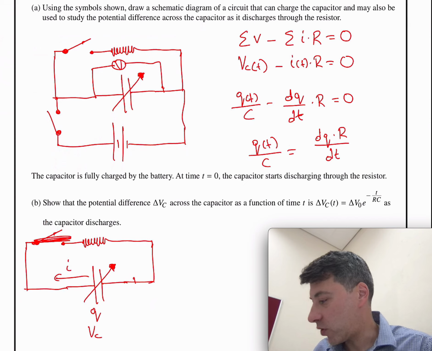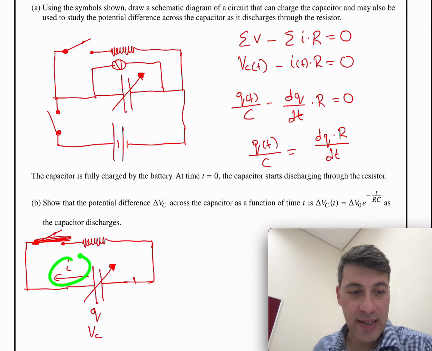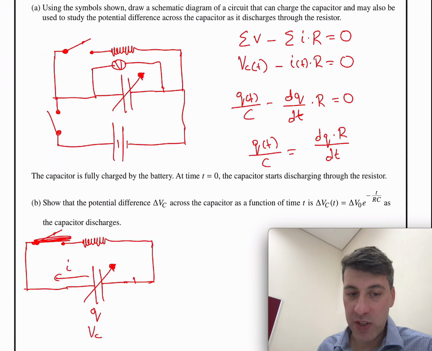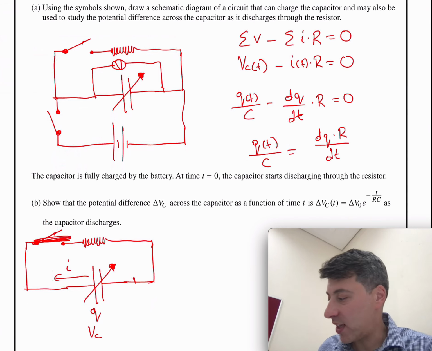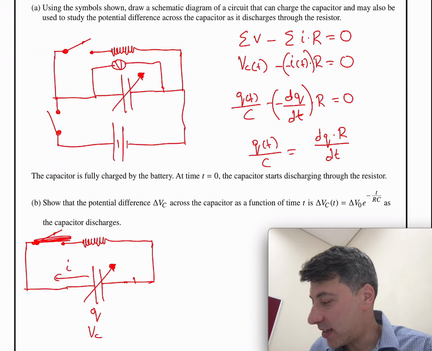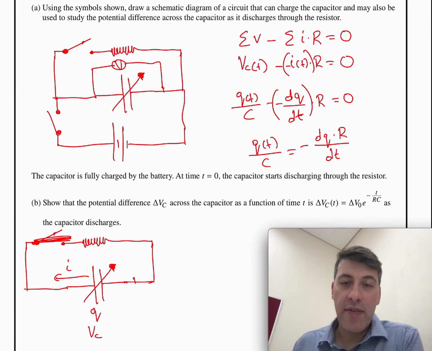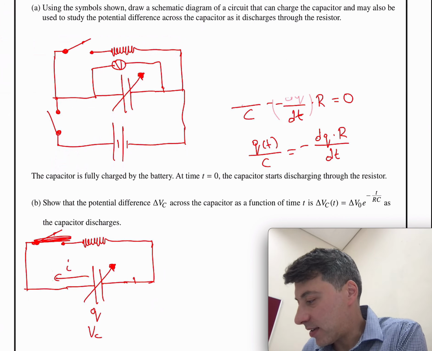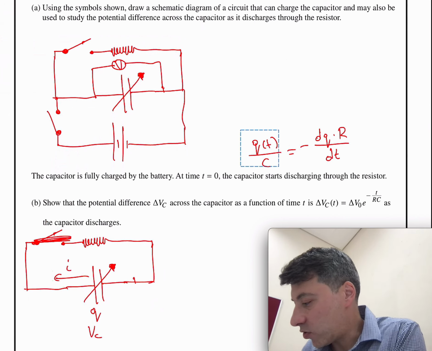We have, now, the current is opposing the current as the capacitor was charging. So somehow I need to show this. Actually what I should have done is this current is opposite to the initial one. So we have an opposite sign here and an opposite sign here. So now we have a differential equation. Let me erase this part and bring this to the top.